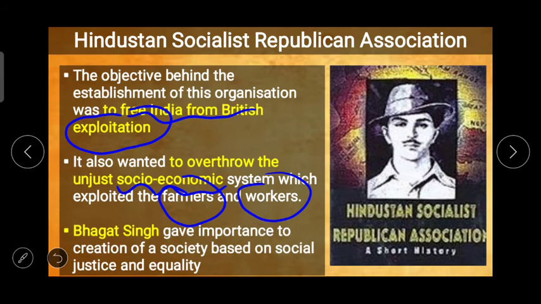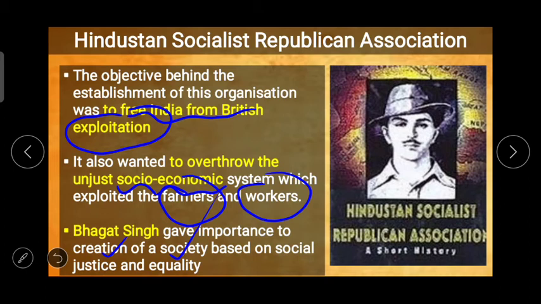Now Bhagat Singh gave importance to creation of a society based on what? Social justice and equality. Now what is social justice? There should not be any kind of discrimination on the basis of caste, creed or religion, or on the place of birth. So Bhagat Singh gave importance to creation of a society based on social justice and equality.